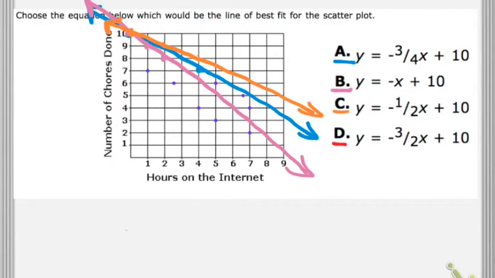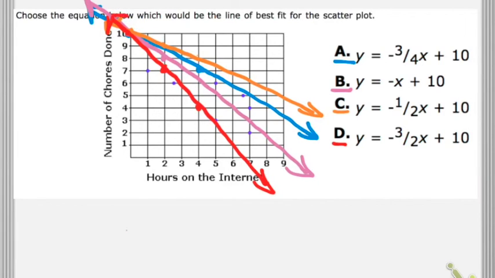At last, we have D. Our equation in D is y equals negative 3 over 2x plus 10. Again, my slope is negative 3 over 2 and my y-intercept is 10. So I know that I need to start at y equals 10, the same point that we've been starting. Then I have a slope of negative 3 over 2, meaning I move down 3, 2 over, down 3, 2 over. And we connect these points.